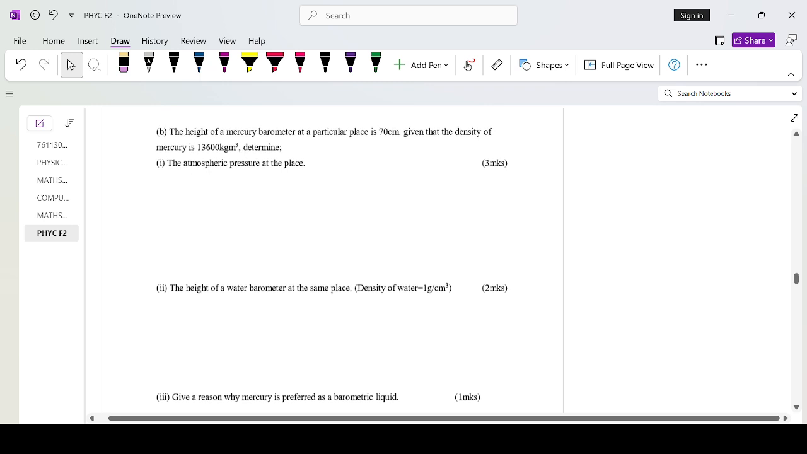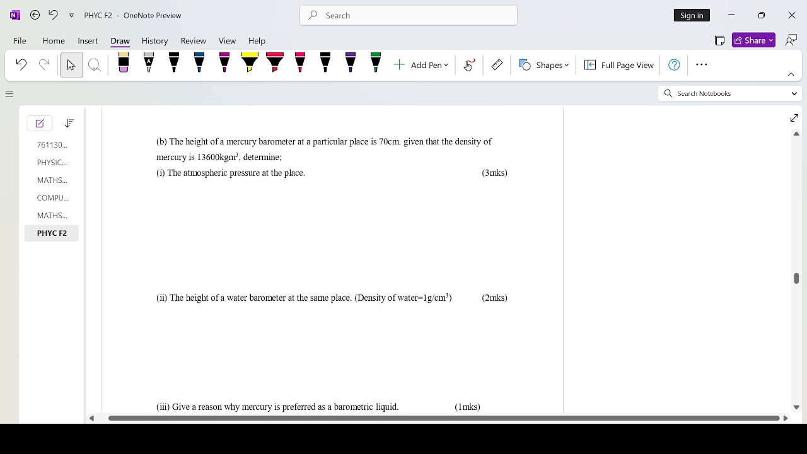Question number B. The height of a mercury barometer at a particular place is 70 centimeters. Given that the density of mercury is 13,600 kilograms per cubic meter, determine the atmospheric pressure. So the height due to the mercury column is 70, the density is this. Pressure is given by what? H rho G. As simple as that.